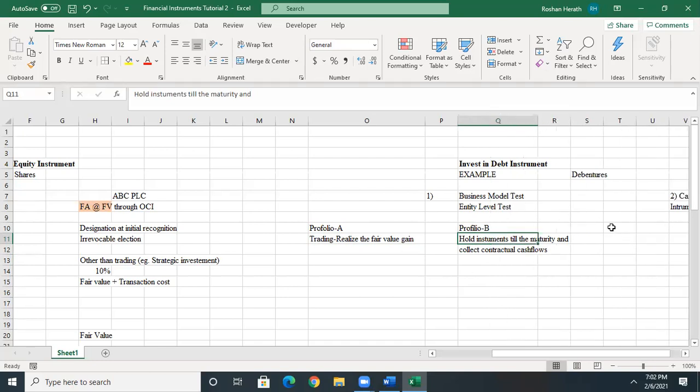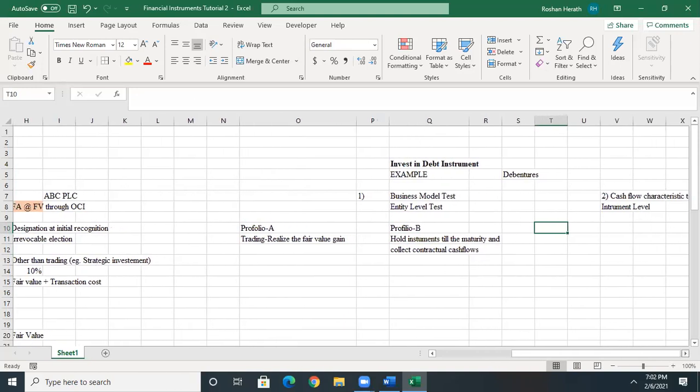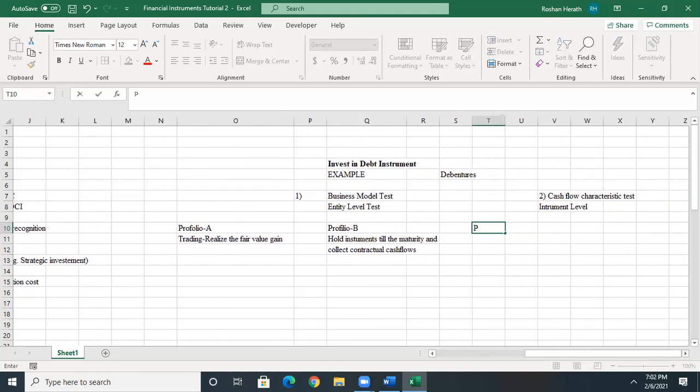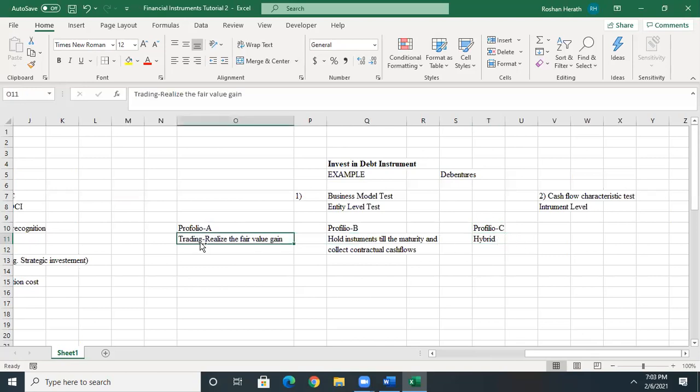And in the extreme, there can be another portfolio which may not be common, but still that can be the case. Portfolio, say C, you have a kind of a hybrid intention. Hybrid is not a term that is used in the standard, but I'm just using it. It's a hybrid in the sense you have both the purposes. There can be certain investments that you want to sell, that you want to make a fair value gain.